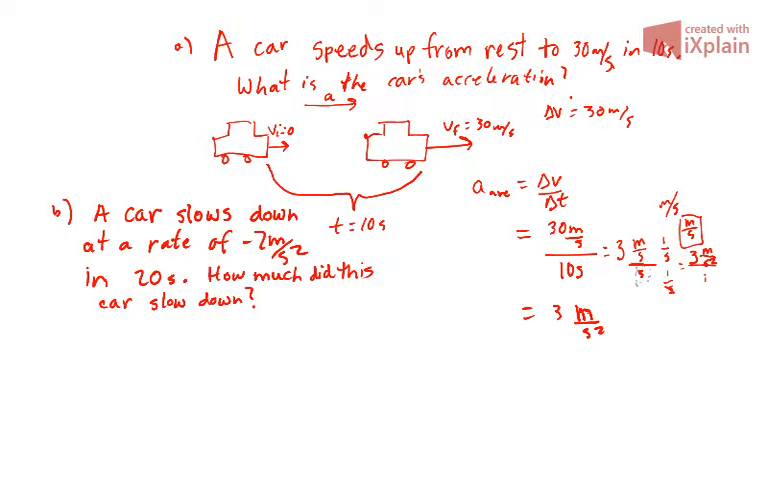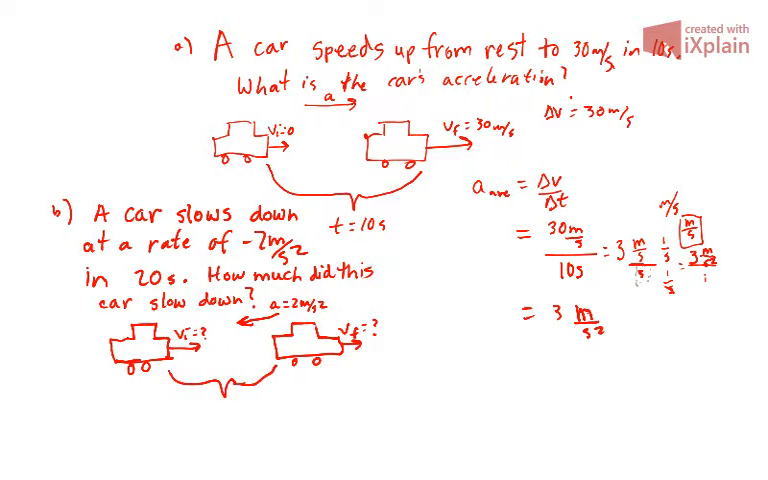Alright, so for this problem, you've got a car slowing down. What we don't know is its initial velocity, and we don't know its final velocity. We do know that it decelerates, or it accelerates in the negative direction, at 2 meters per second squared. And we know that it takes 20 seconds.